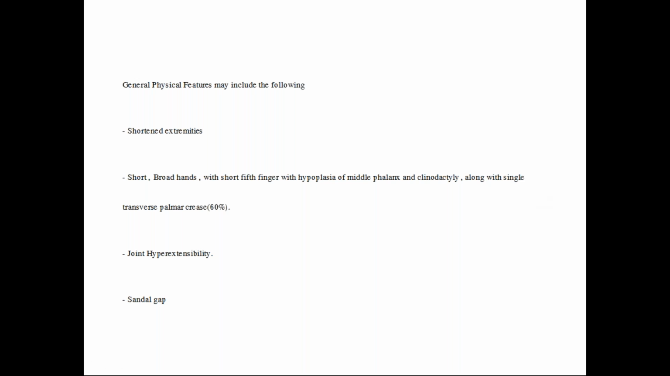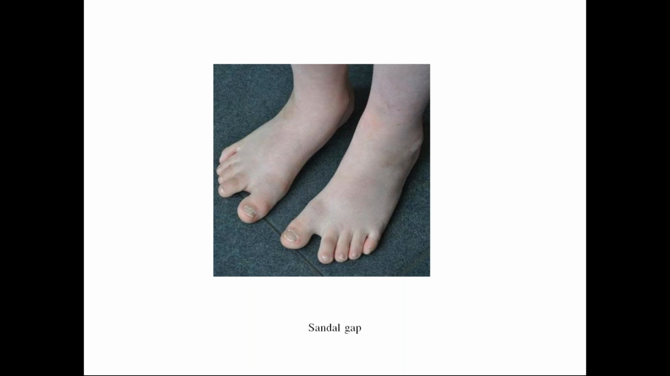So general physical features may include the following. These are shortened extremities, short and broad hands may be present, with short fifth finger, with hypoplasia of the middle phalanx and clinodactyly, along with presence of single transverse palmar crease. There may be sandal gap and joint hyperextensibility. Sandal gap is the gap between the big toe and the second toe in the foot. So this is the picture showing the sandal gap.